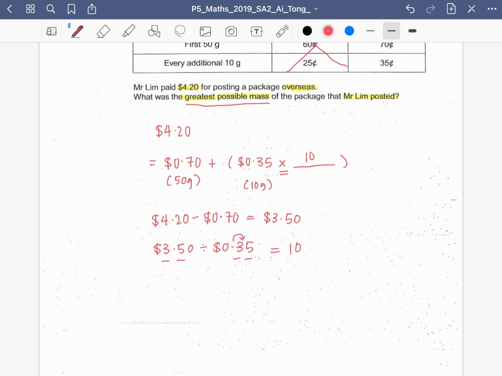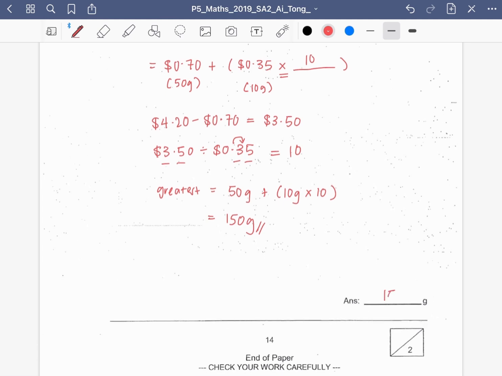So the greatest mass is, just now we added 50 grams, right? And then we have 10 grams, which we have to times 10. So our answer is 150 grams altogether. So that is the greatest possible mass of package that Mr. Lim posted. 150 grams.